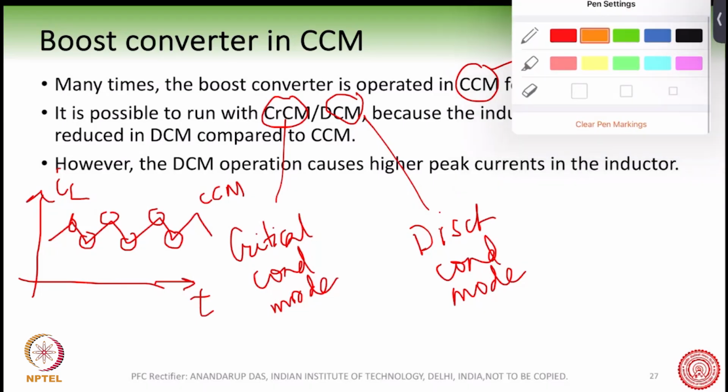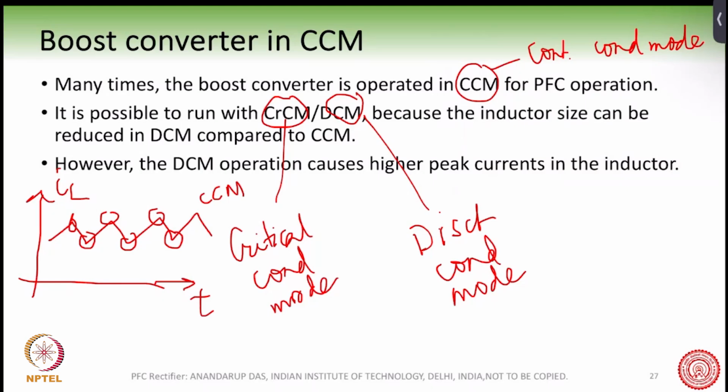Now let us look at critical conduction mode. Critical conduction mode is where the inductor current, as I am showing now, touches 0 here. This is called critical conduction mode. So what is happening here is that the inductor energy is 0 at the end of the switching cycle.